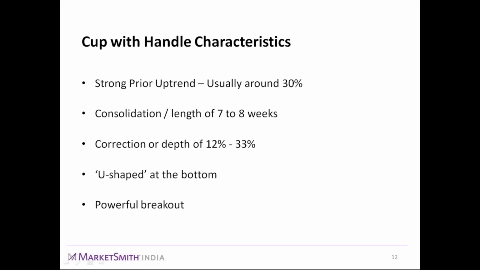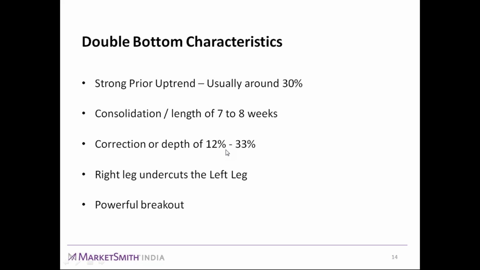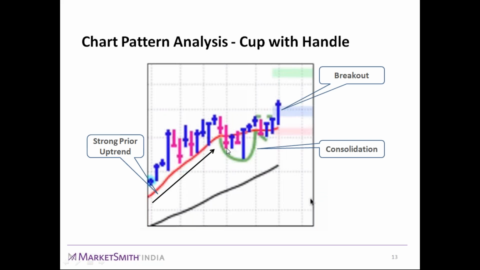The next aspect is the consolidation, or the length of the pattern. That should be about 7 to 8 weeks. In this chart that I'm showing you, each vertical bar represents 1 week. The lowest point in a vertical bar is the lowest price point during that week, and this is the highest price point. And this horizontal bar you are seeing represents the closing price for that week.